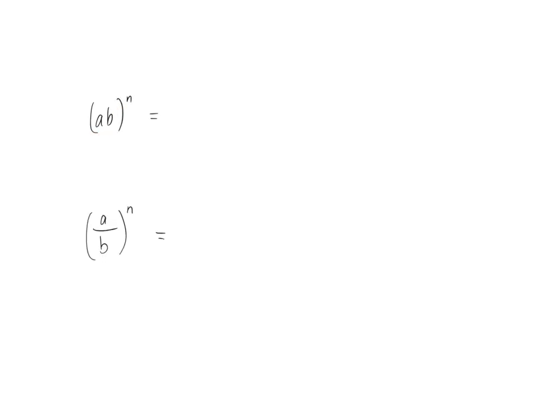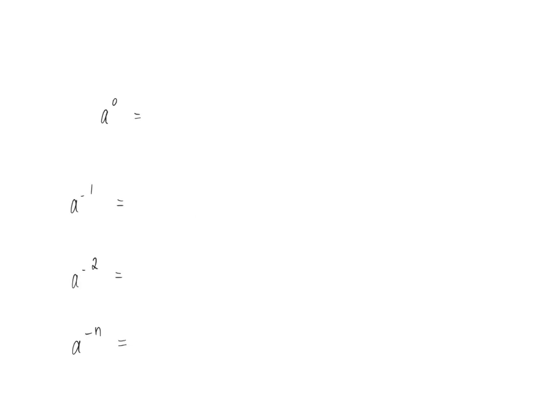So in this one, we've got AB all to the power of n. So that means it's a to the power of n, b to the power of n. And the next one, it's a over b to the power of n. So again, a to the power of n over b to the power of n.